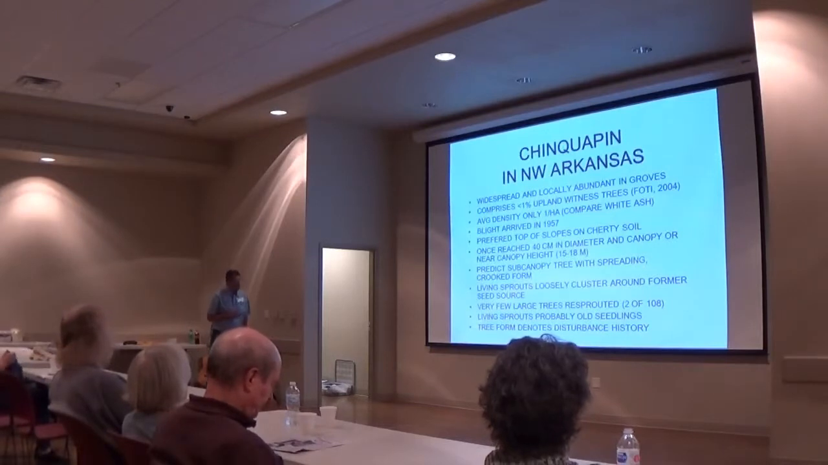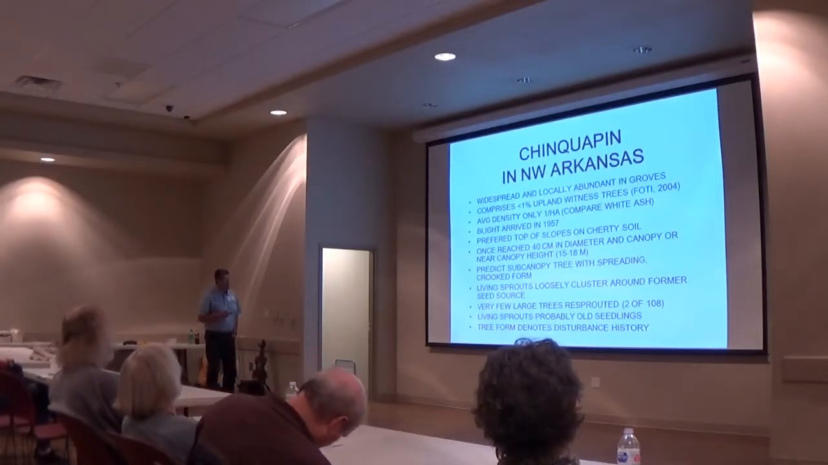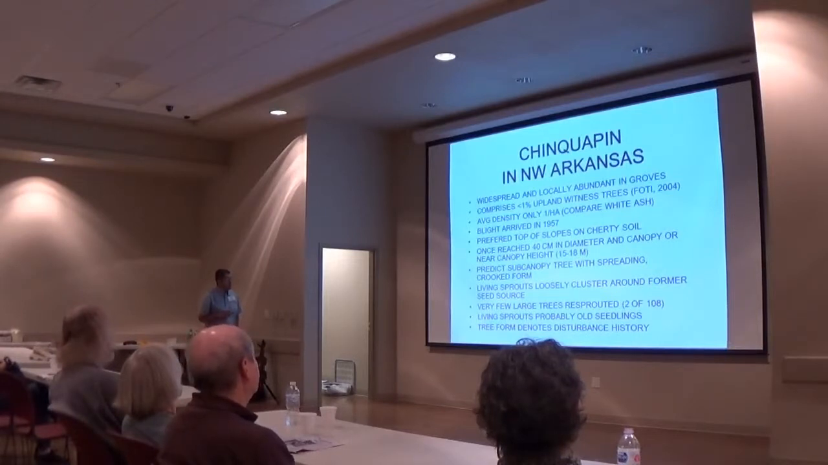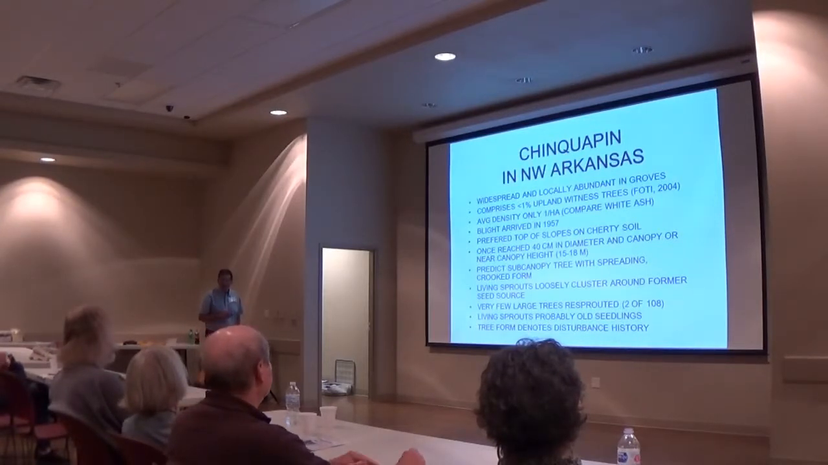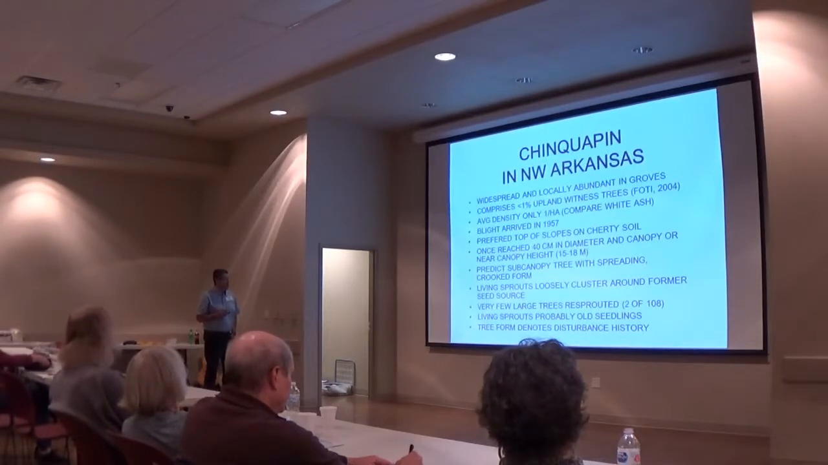So what can we conclude about Chinquapin in Arkansas? It was widespread and locally abundant in groves, and comprised just under 1% of the upland witness trees, about the same as white ash. The average density overall was only about 1 per hectare, similar to white ash. Blight arrived in 1957 and just mowed the trees down. It preferred the top of slopes on thin soils. So not necessarily the exact ridge top, but the edge of the ridge top as it wound around the landscape.